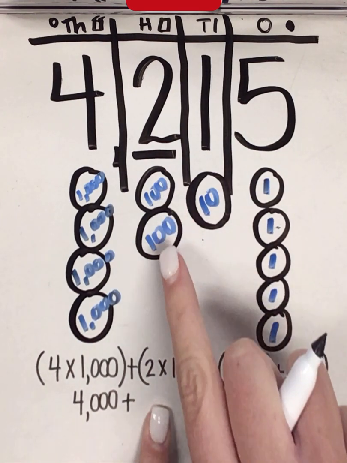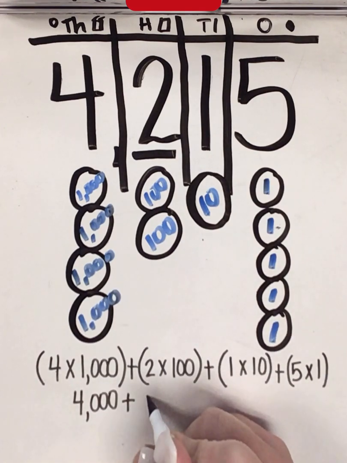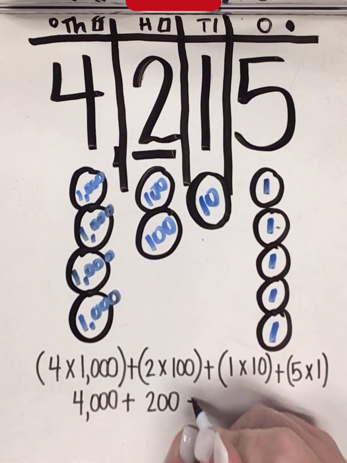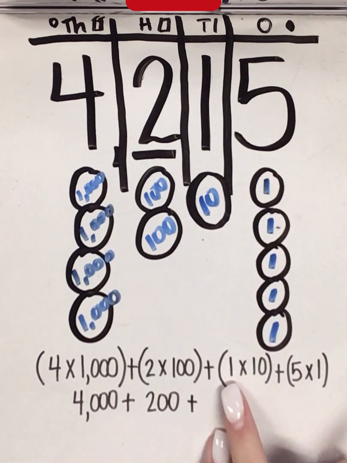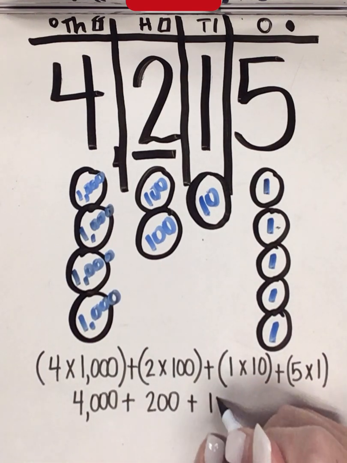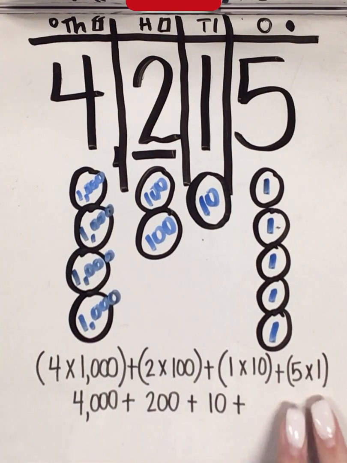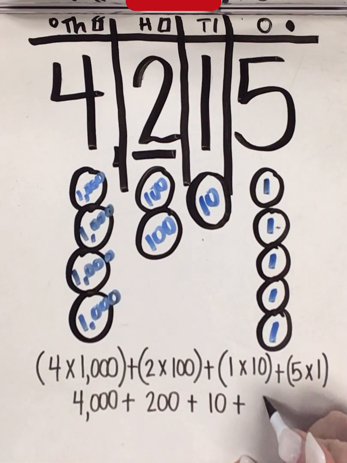Okay? This tells me I have 2 100s. So 100, 200. So my value of that would be 200. Now I'm looking at my tens. This tells me I have 1 10. So the value would be 10. We're going to add it to our next one. 5 times 1. This tells me I have 5 ones. So 5 ones is 5.